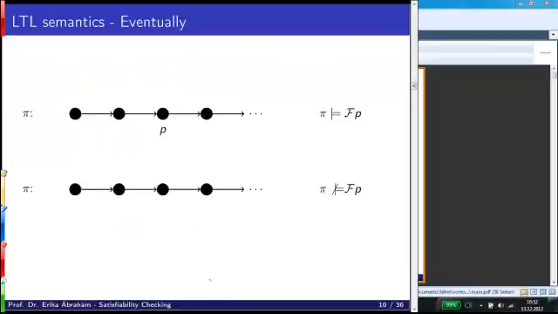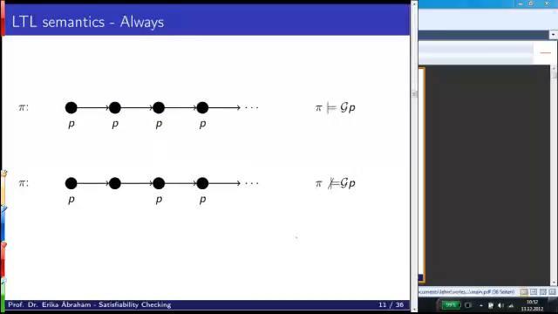And for syntactic sugar, eventually P means after a finite number of steps, P gets valid. And it doesn't matter what was before. The only case where it is not satisfied is if P never holds. That means it is a negation of globally not P. And globally P means P holds all the time, and it is violated if at some point P does not hold.